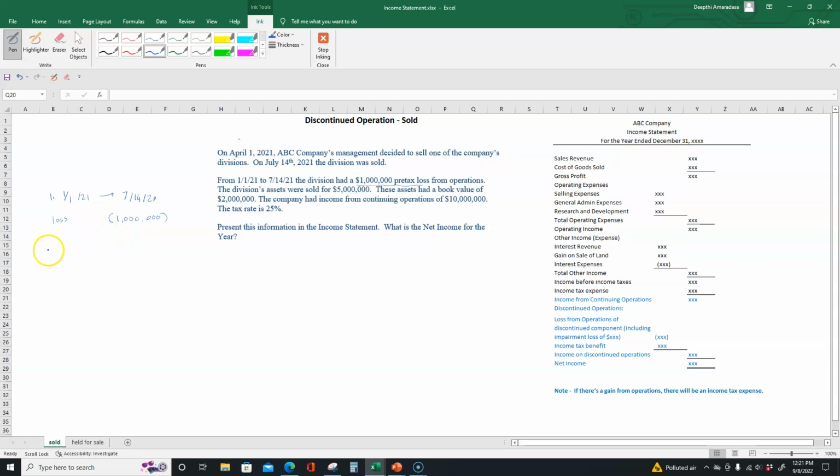The second thing we need to look at is the sale of assets. So gain or loss from sale of assets.